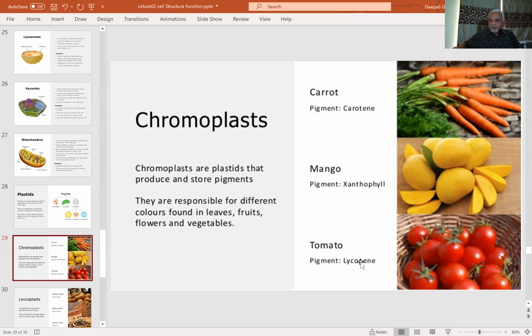That's the pigment which is present in chromoplast and gives the red color. So that's the beauty of different kinds of plastids, like chromoplasts, which give different colors depending on the kind of pigment they contain.